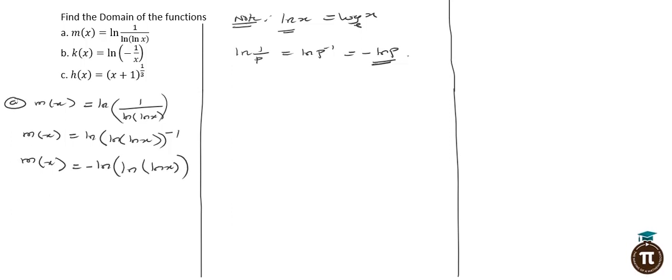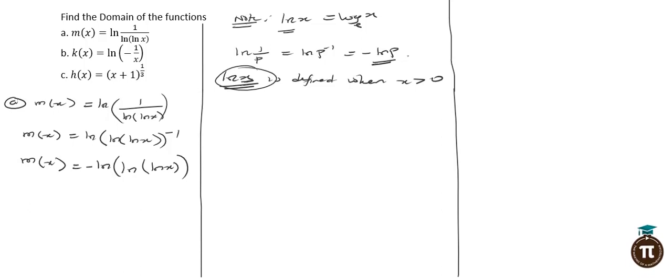Don't forget, I told you something on the previous example. I told you a logarithm is defined when the argument is greater than 0. If it's 0 or less than 0, it is not defined on the set of real numbers. So that means that everything here, to find the domain, don't forget I'm looking for the domain, has to be greater than 0 for this m of x to be defined.